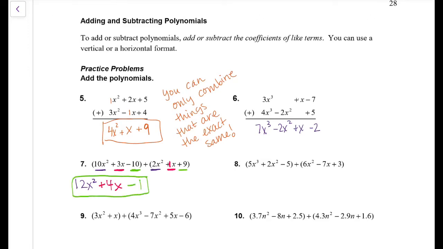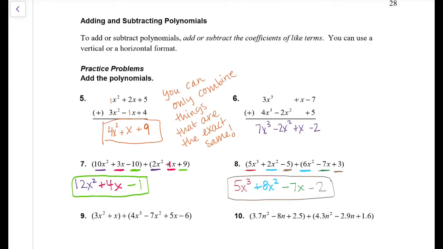Okay, looking at 8, we want to combine the things that are the same. Look at this 5x cubed. That's the highest power, but there are no other x cubes anywhere. So we're going to just write the x cubed. Next come the x squareds. 2x squared plus 6x squared is 8x squared. The negative 7x is all alone, so we just write that down. But we can combine the numbers that are negative 5 and positive 3. When we combine those, we get a negative 2.